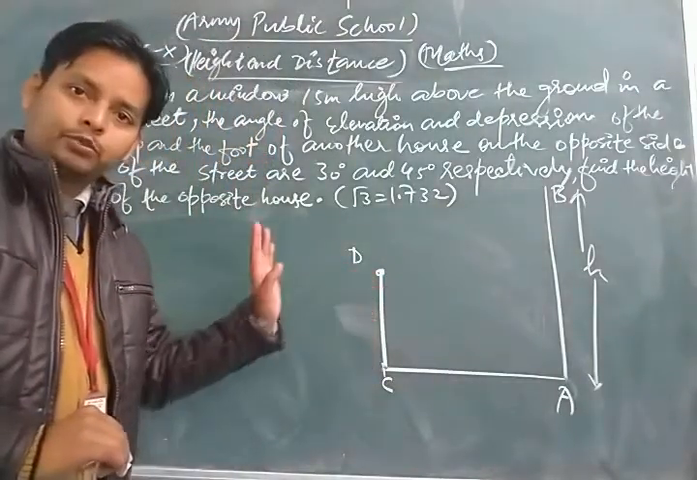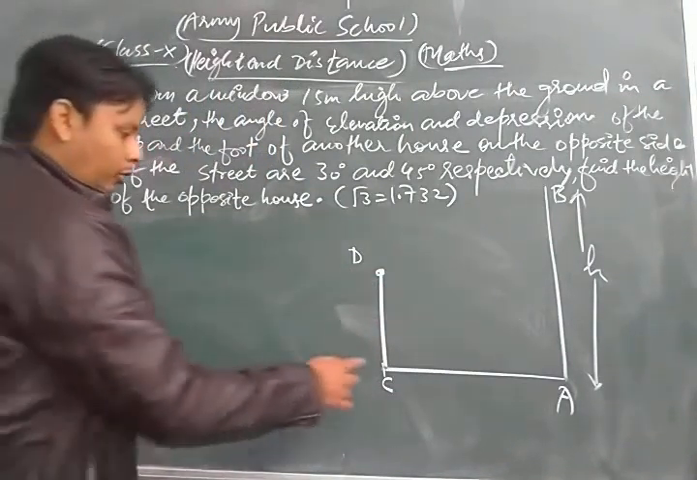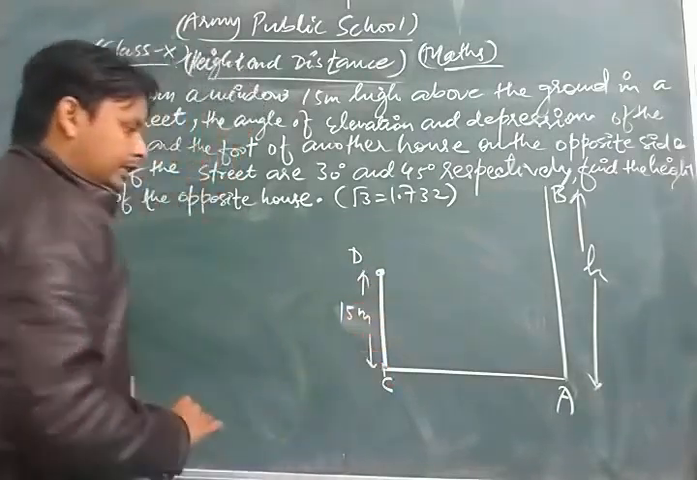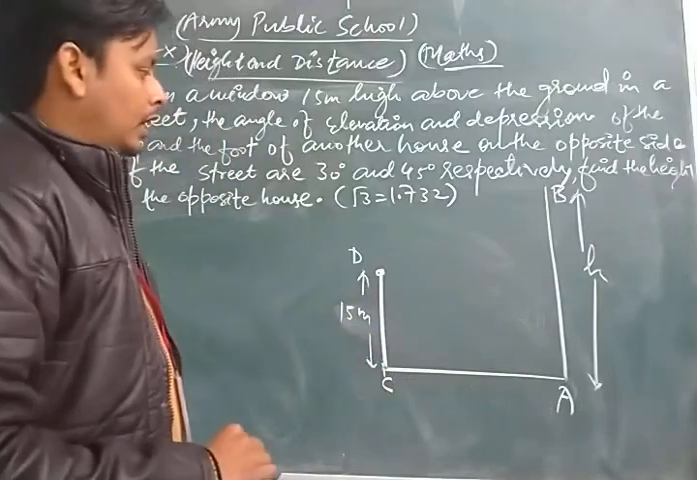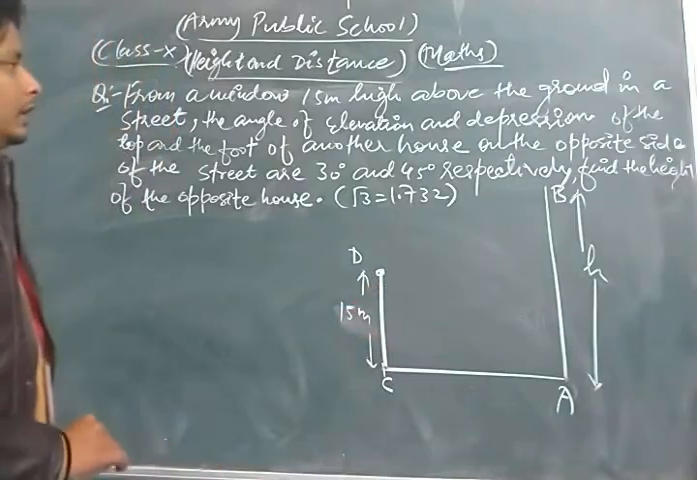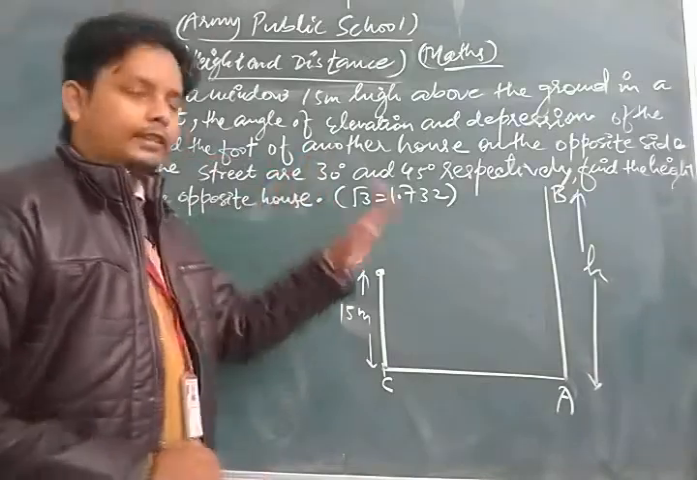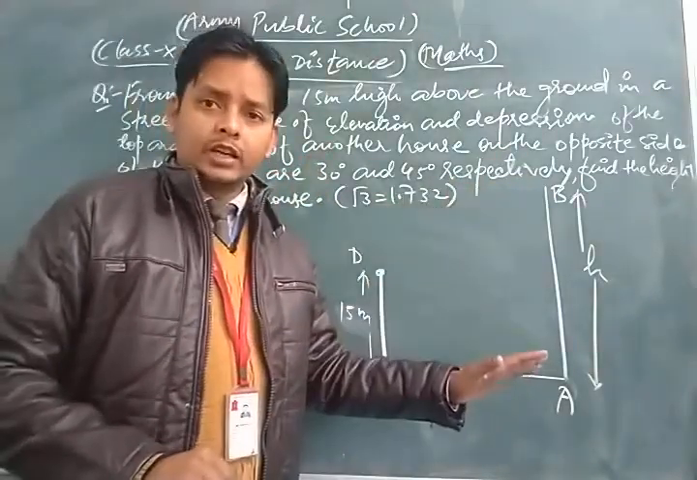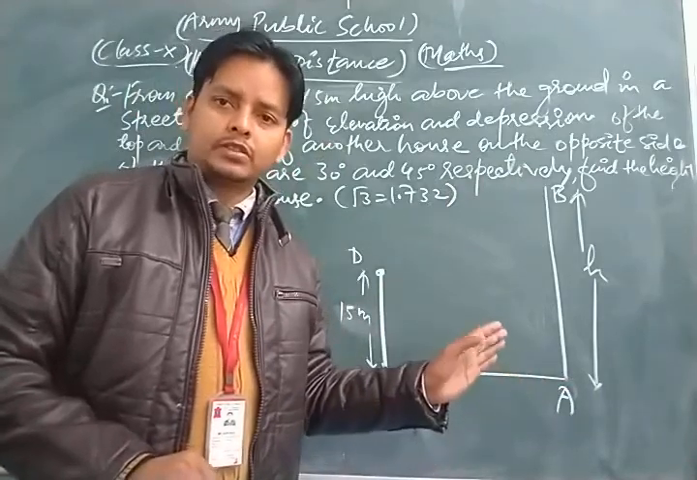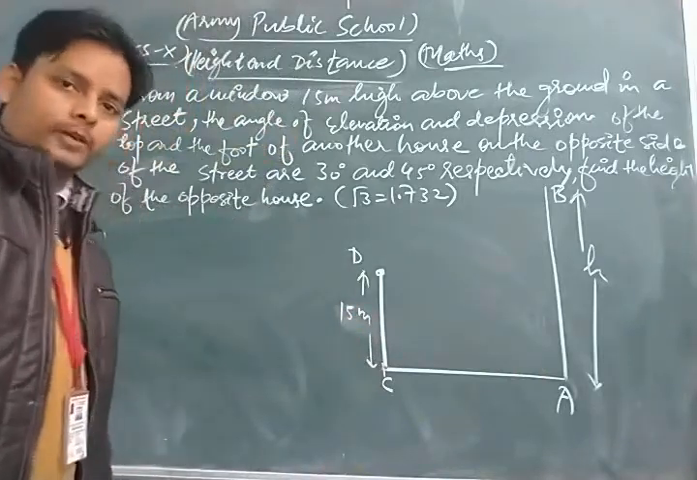Observer C is at that position, at a window 15 meter high above the ground. From the ground, what is the height of that window? 15 meter is given according to the question. We see the observer C at that window, and the angles of elevation and depression of the top and the foot of the other house. B is the top of the other house and A is the foot of the other house, which is situated on the opposite side of the street, in front of that house. Okay.